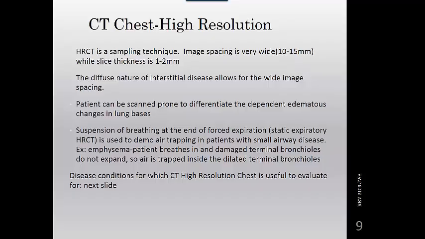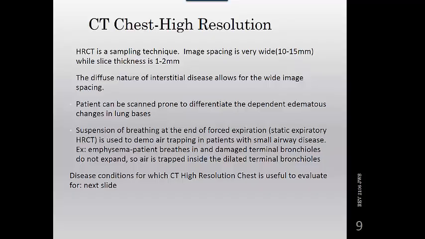But the diffuse nature of interstitial disease, which means the widespread nature of it in the interstitium, allows for that wide range of spacing, and it also reduces radiation dose when you do it this way. So you're basically just taking a sampling of that interstitial disease to give the radiologist a view of what kind of damage is going on throughout the lung.